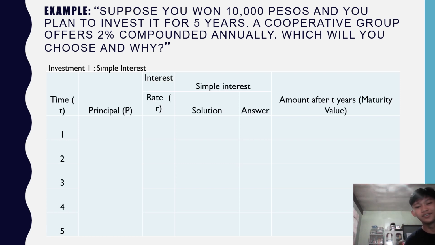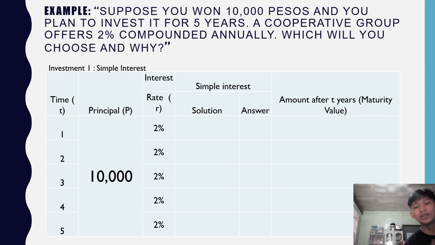So we're going to make our table. To make our table, we're going to make columns for time, principal, rate, solution, answer, and maturity value. How to find the principal? It's 10,000. You can see it in the example. Now, what's our rate? Percent, as I said earlier. How do we find the solution?